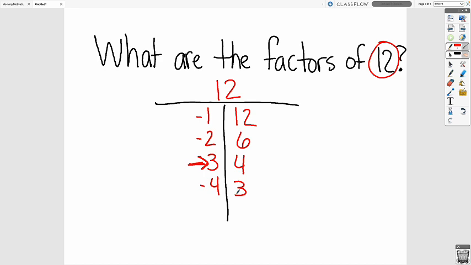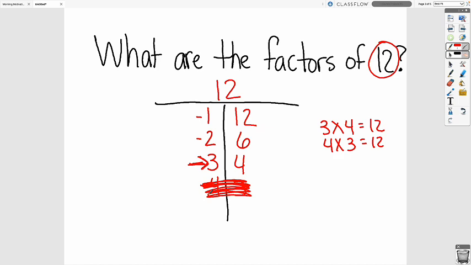So now since we have a fact that has repeated, and it represents the commutative property of multiplication, which means the order of the factors will never change the product. So 3 times 4 is 12 and 4 times 3 is 12. So we can actually stop right here. So we have identified all of the factors for the number 12.